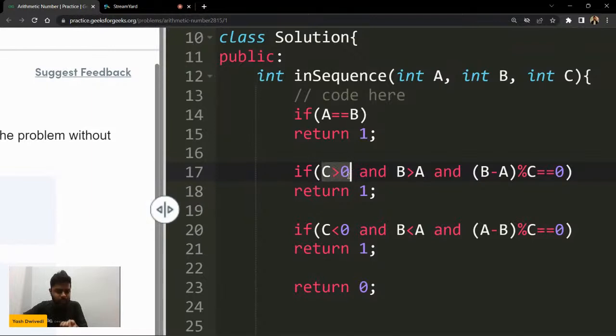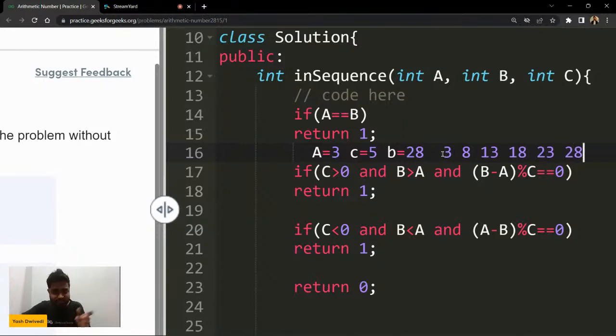If c is greater than 0, then b should be greater than a, and b minus a should be divisible by c. Because let's say a is equal to 3, c is equal to 5, and b is equal to 28. So how will I get this number? I'll have 3, then 8, then 13, then 18, then 23, then 28. So basically I'll get this number.